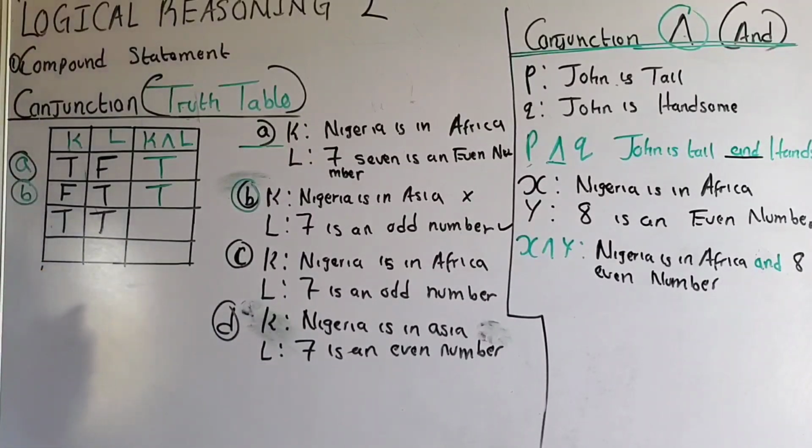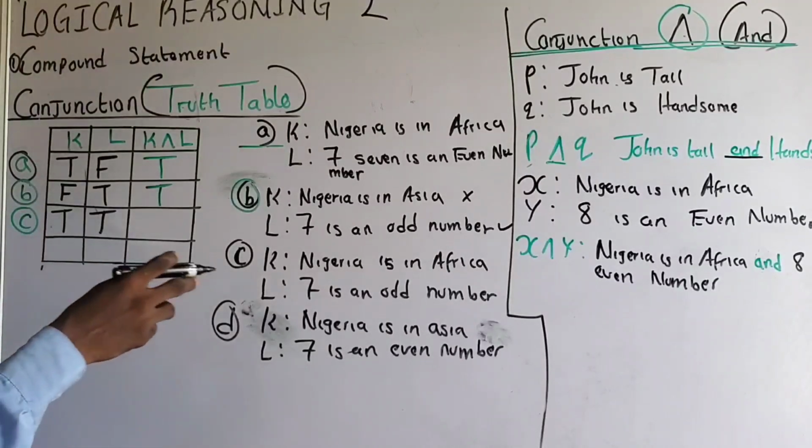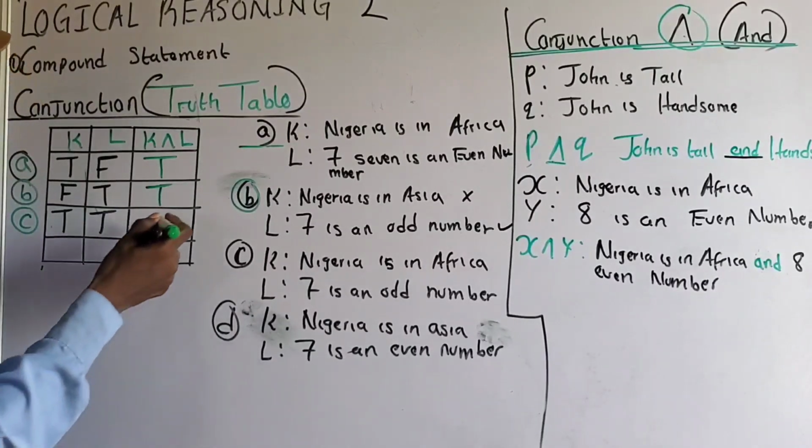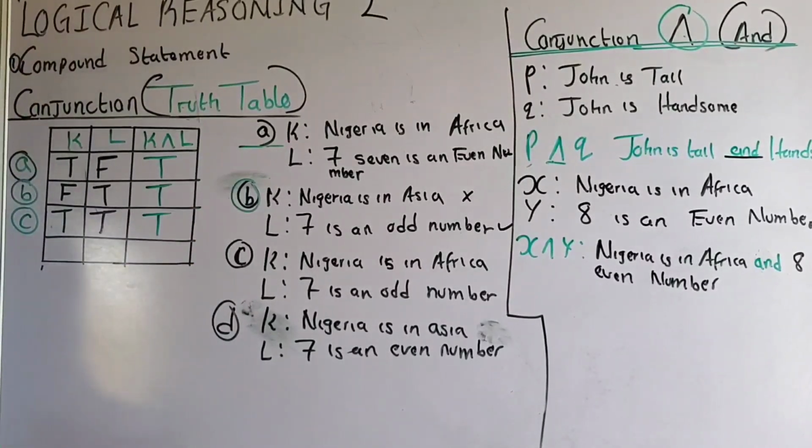I'm now in number C. Nigeria is in Africa and 7 is an odd number. So both statements here are true. So the conclusion also will be true.